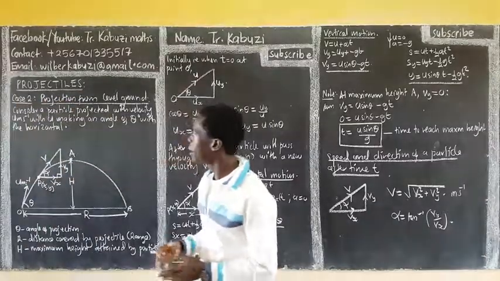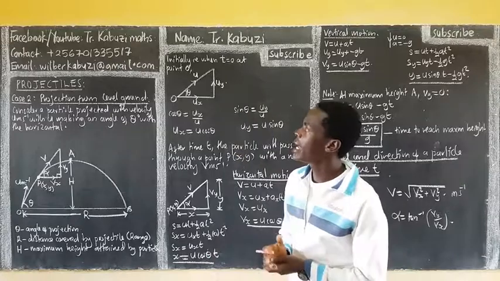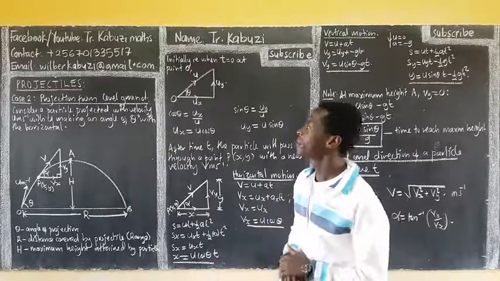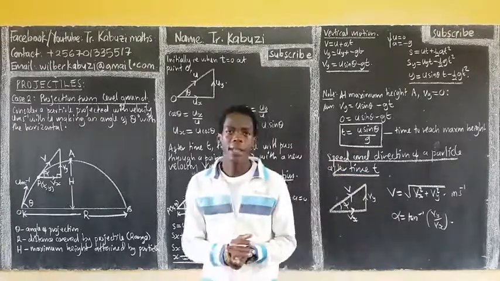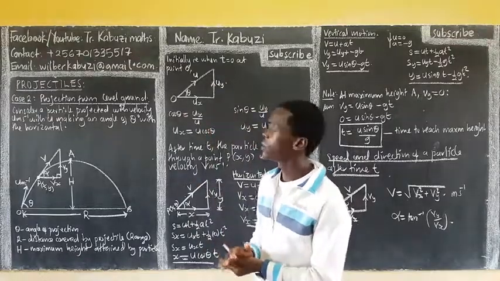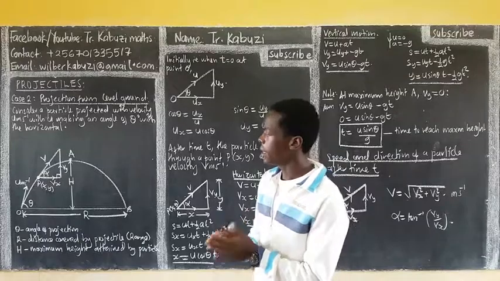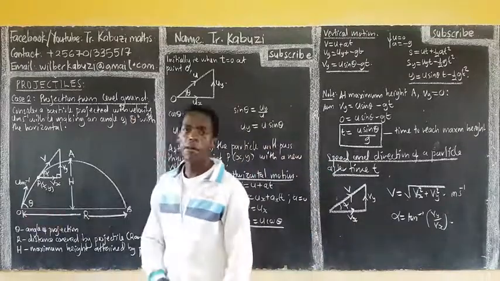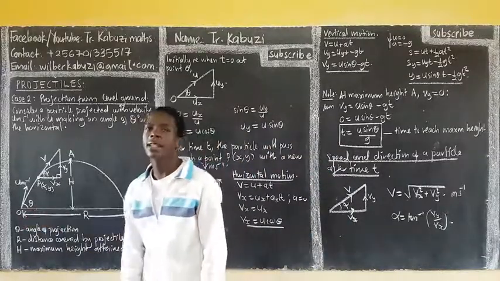Okay, now members, we are going to see projection from level ground. That is our case 2. So we have seen the horizontal projections, when the initial velocity is horizontal. Now here, our particle is going to be from level ground. You project it from that ground.